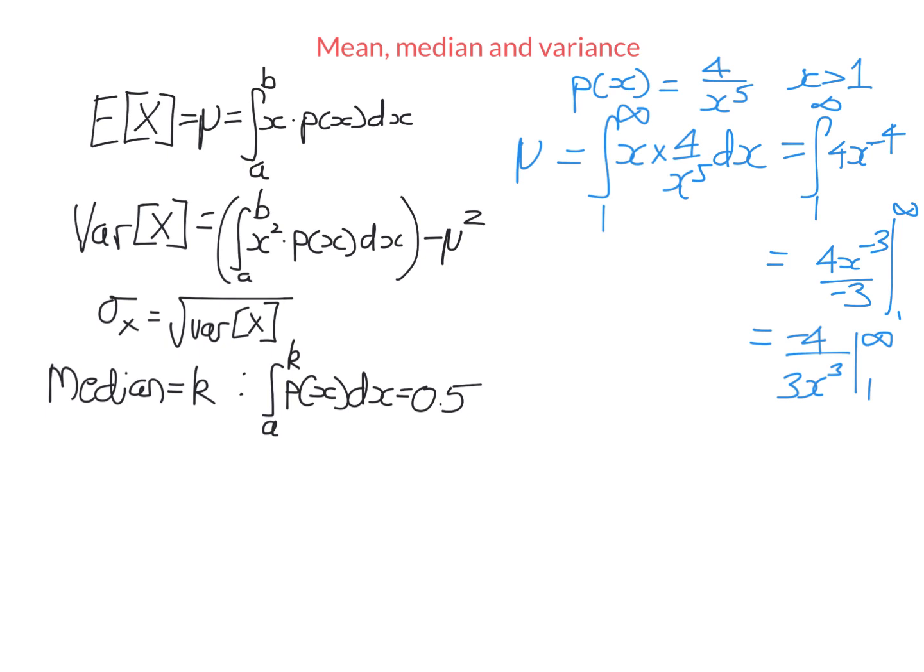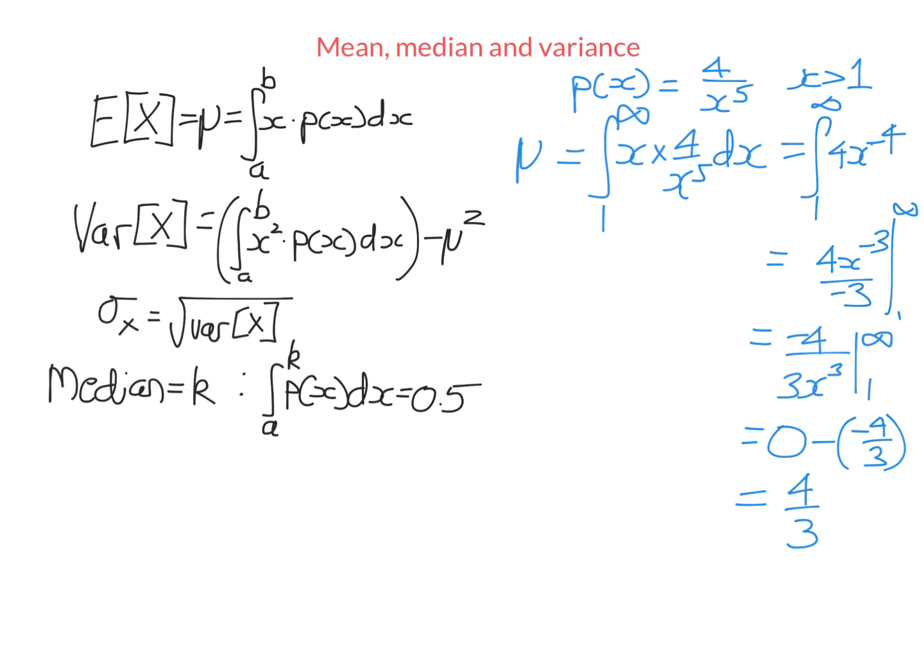So once again, when I substitute infinity, I get 0. Minus 4 divided by a really large number gives you something really close to 0. If I substitute x is 1, I get minus 4 over 3. So the expected value here is positive 4 over 3. Note the expected value must always be in the range of possible values for x. So if we got a number less than 1, we knew we'd done something wrong. So that's the expected value.